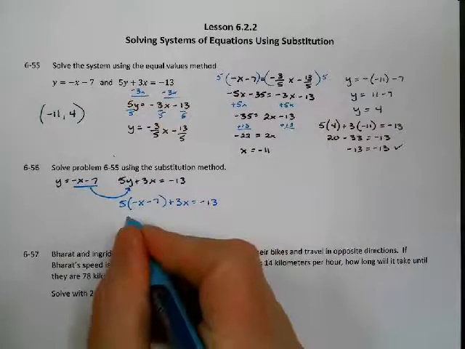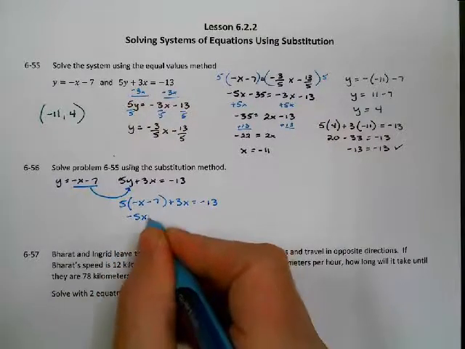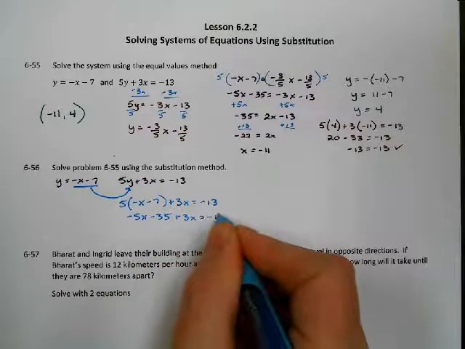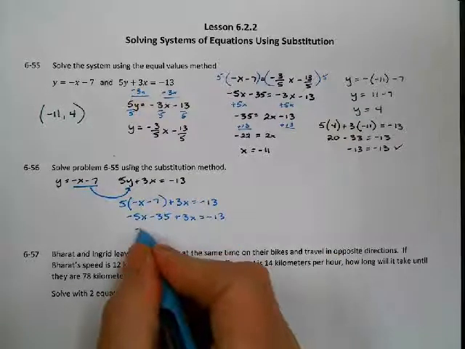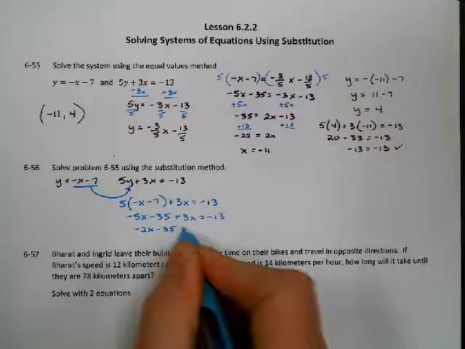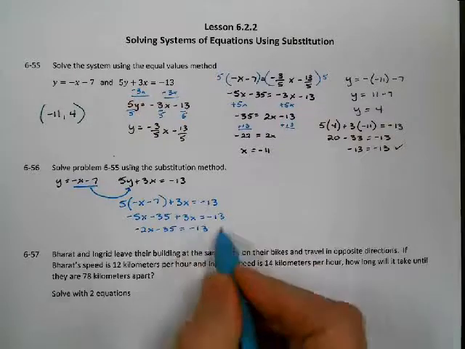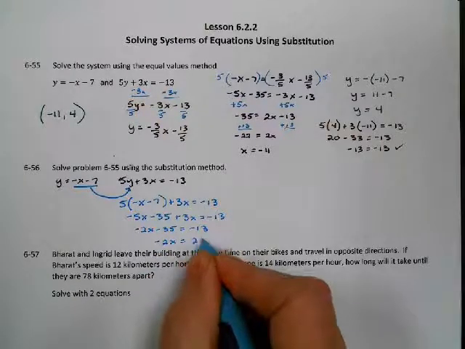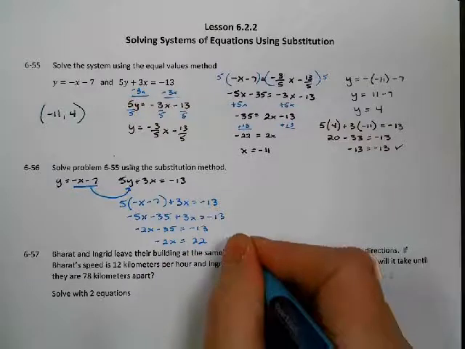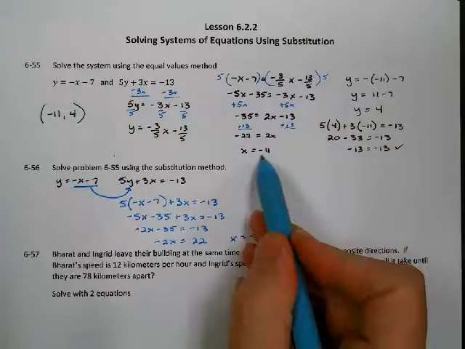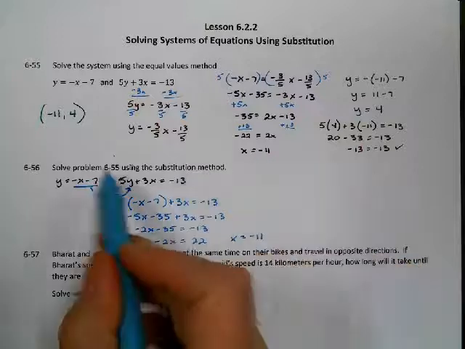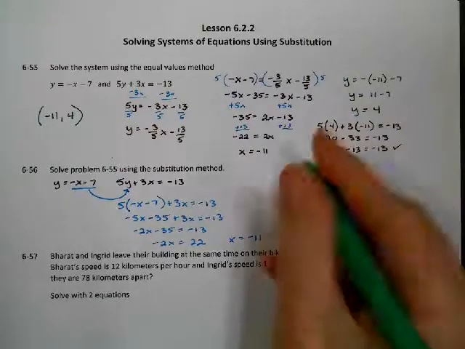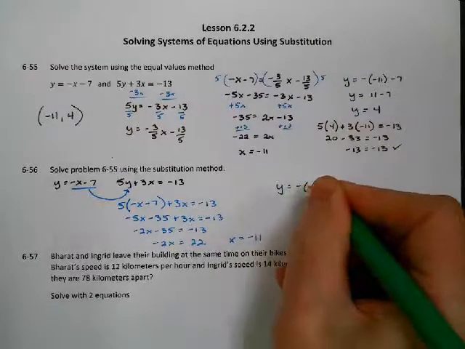So this gives me negative 5x minus 35 plus 3x equals negative 13. Combine our like terms, we get negative 2x minus 35 equals negative 13. Add 35 to both sides, we get negative 2x is equal to 22. Divide by negative 2, and we get x is equal to negative 11, which is exactly what I got right here. And then we can plug in right over here. So I can do y equals negative 11 minus 7.